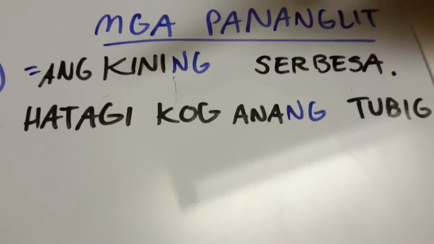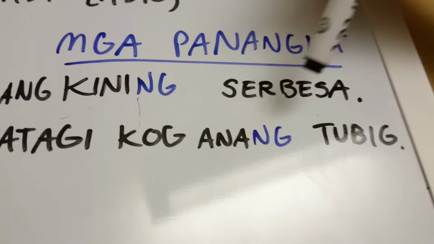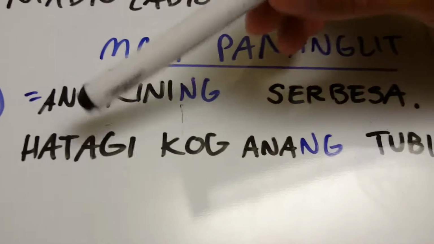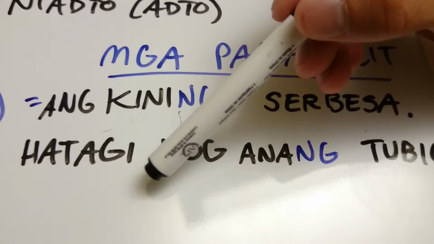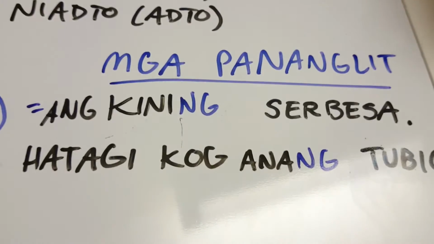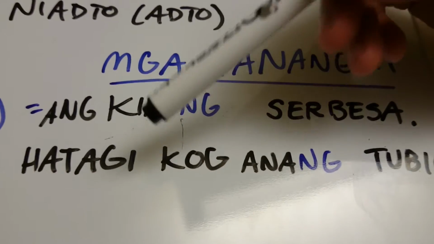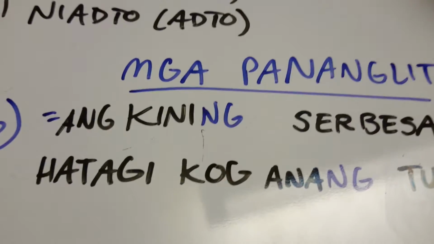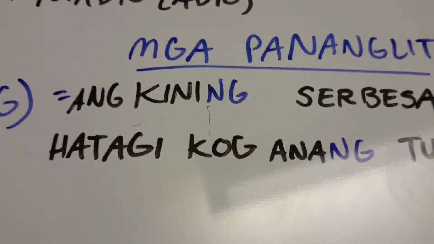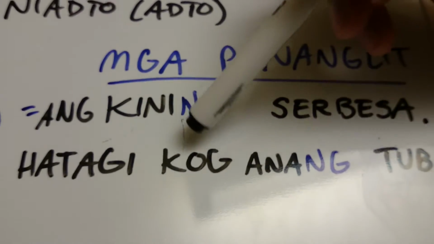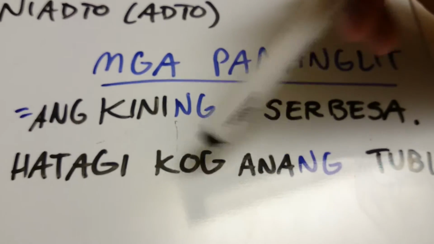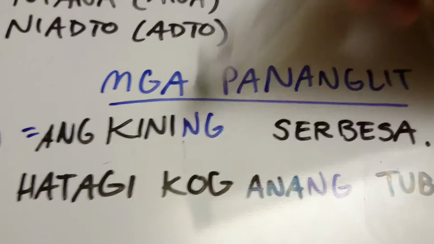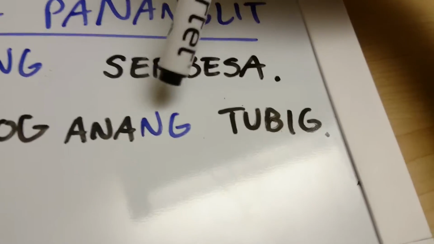And the second sentence is hatagi kog anang tubig, which means give me that water. Here you can see the verb hatag, right? And I talked about the i ending, which changes the verb hatag, to give, to the imperative form, right? Hatagi, which means you're commanding someone to give you something, ko, right? Ko meaning I, but you see the g at the end, so you know it's going to be talking about an object now. Kog, hatagi kog.